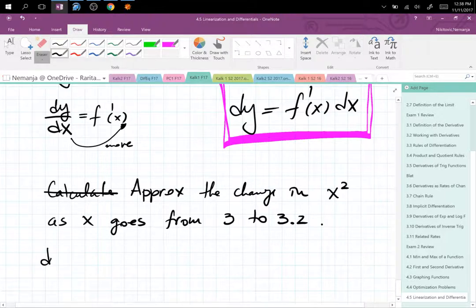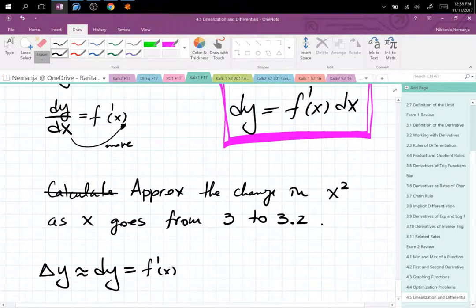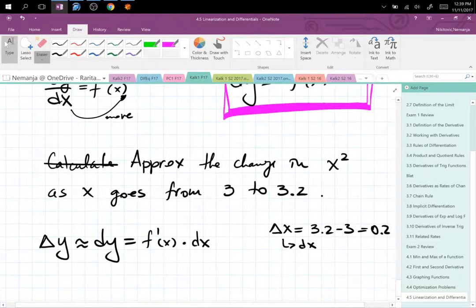Well, we said that the actual change is approximated by the differential, and differential is given by the derivative times dx. Great. First, I have the change delta x, which was 3.2 minus 3, which is 0.2. This is your dx. dx and delta x are the same thing, whereas dy and delta y are not the same thing.